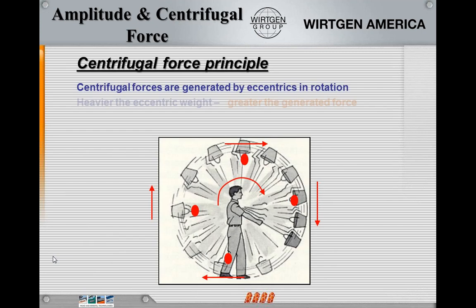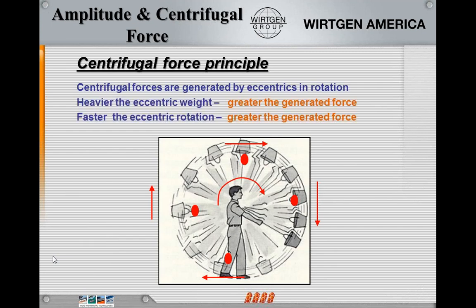When we talk about centrifugal force principles, usually the heavier the centrifugal weight, the greater the generated force, or the faster the eccentric rotation weight, the greater the centrifugal force. This is kind of how the theory came about when we came up with high frequency rollers. If you take a standard vibratory roller, the highest it's going to be able to run is probably around 3,000 BPM on a low amplitude. With a high frequency, you'll be able to get up over 4,000.